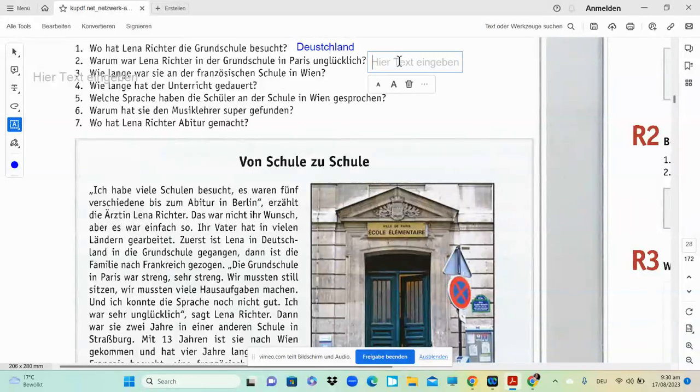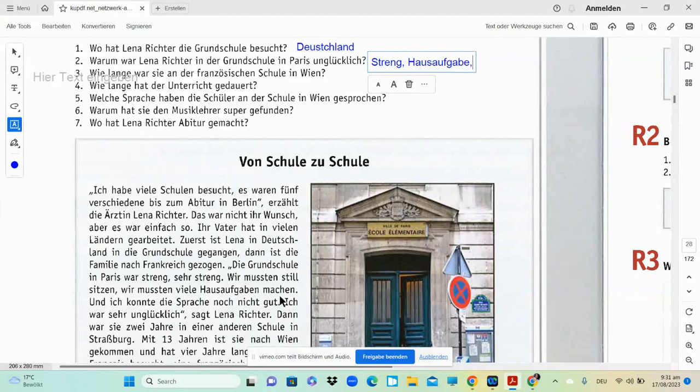So because it was strict, I want you to try writing the sentences. I'm just going to write the hint over here in one word. Okay, wie lange war sie in der französischen Schule in Wien? So in Wien, die Grundschule in Paris war streng, sehr streng. Wir mussten still sitzen, wir mussten viele Hausaufgaben machen, we had to do a lot of homework. So you can say Hausaufgabe.